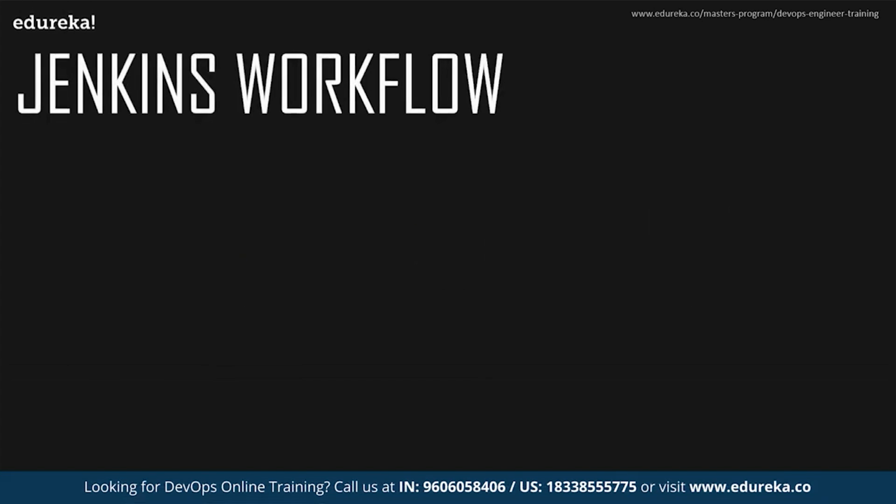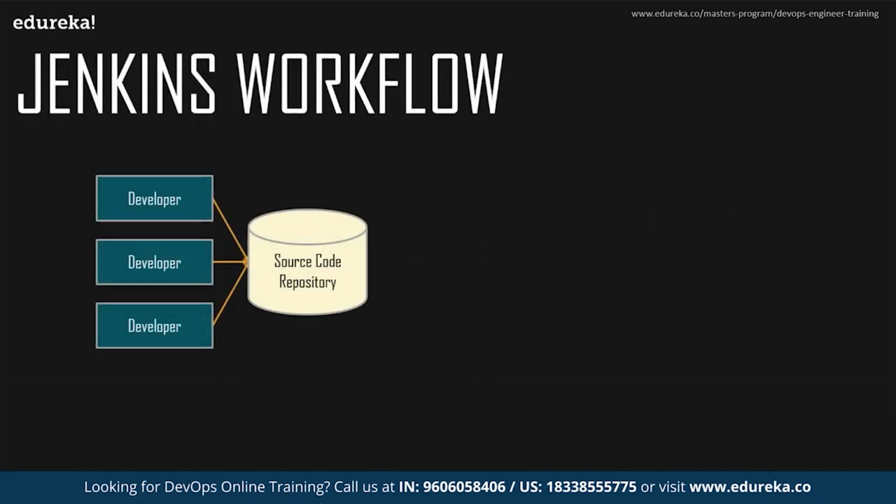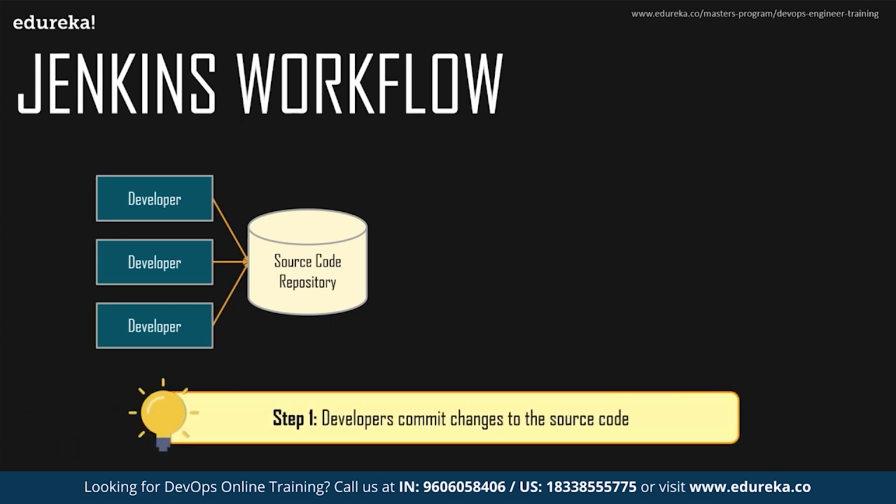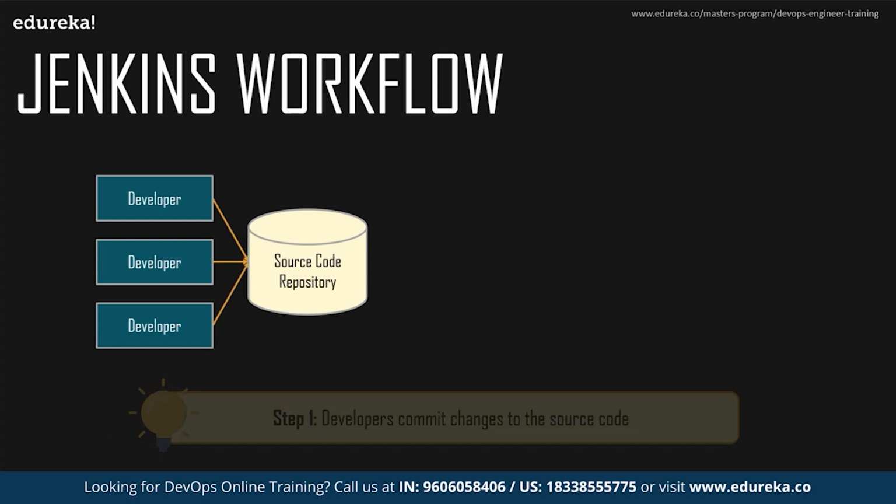Let's talk about the Jenkins workflow in particular. How does the Jenkins workflow work? The Jenkins workflow always starts with the version control system, or you can say the source code repository. Multiple developers collaborate and put their code in a source code system like Git, from where Jenkins pulls the data. It is not mandatory that the source code system be Git. It can be Bitbucket, SVN, whatever your organization uses.